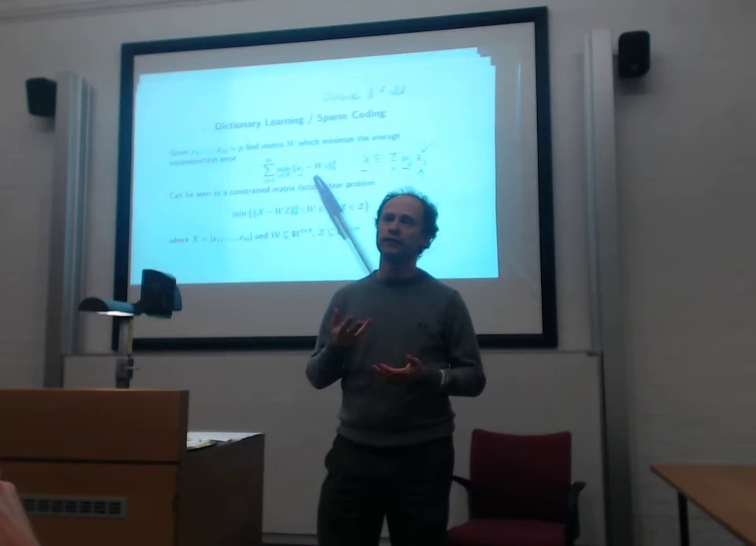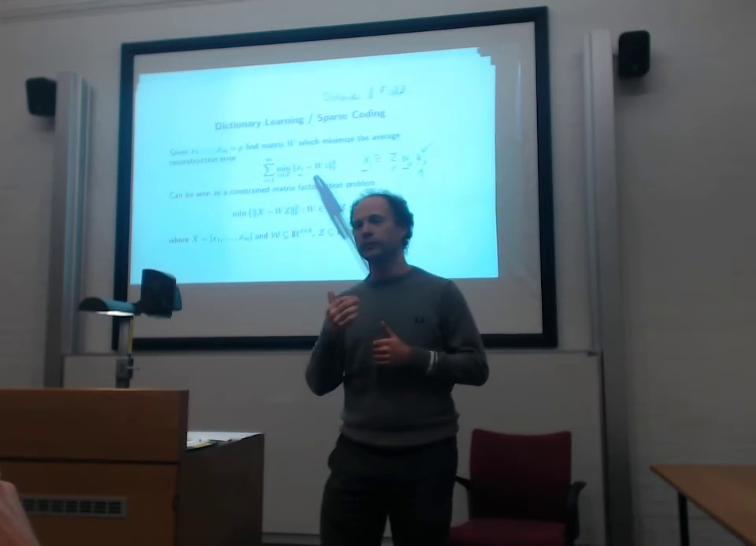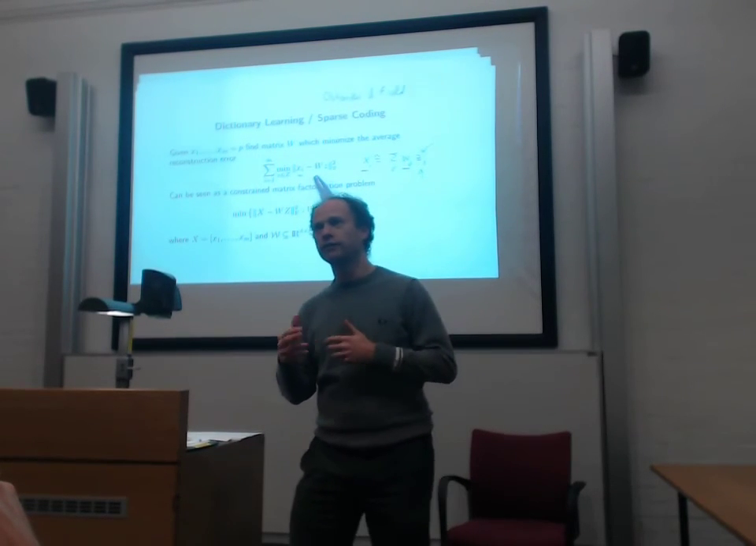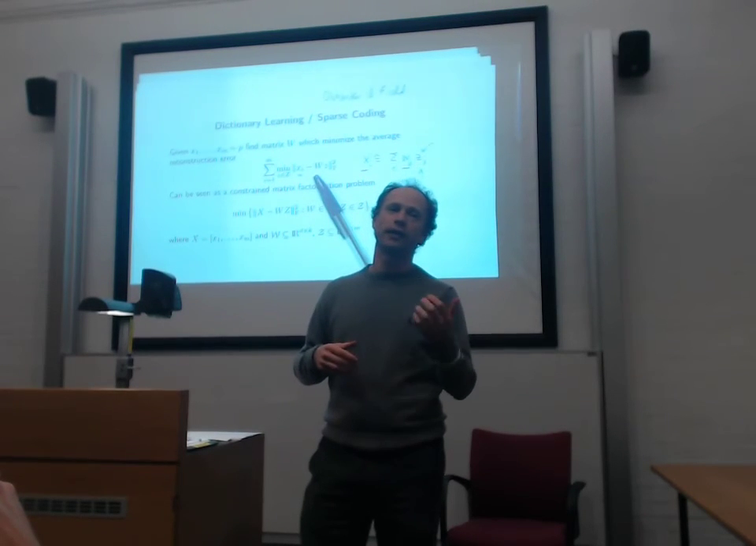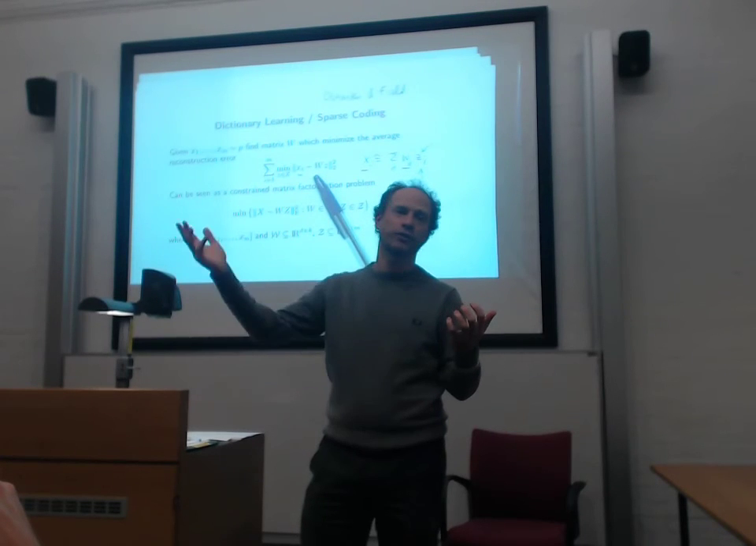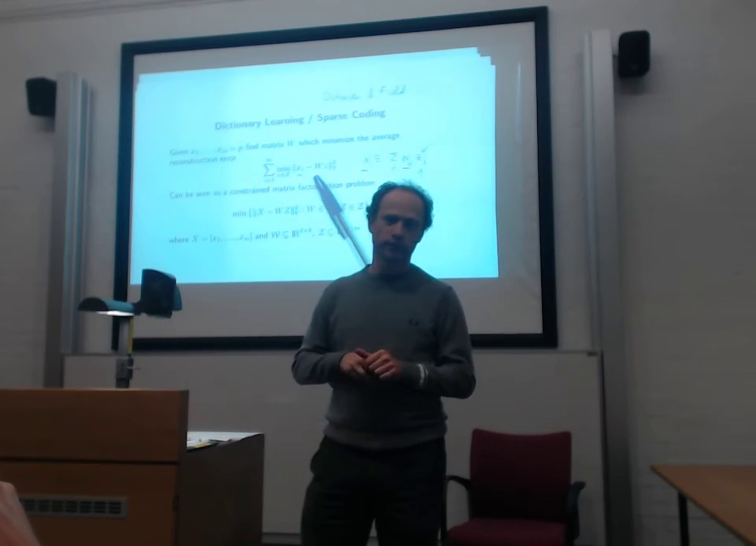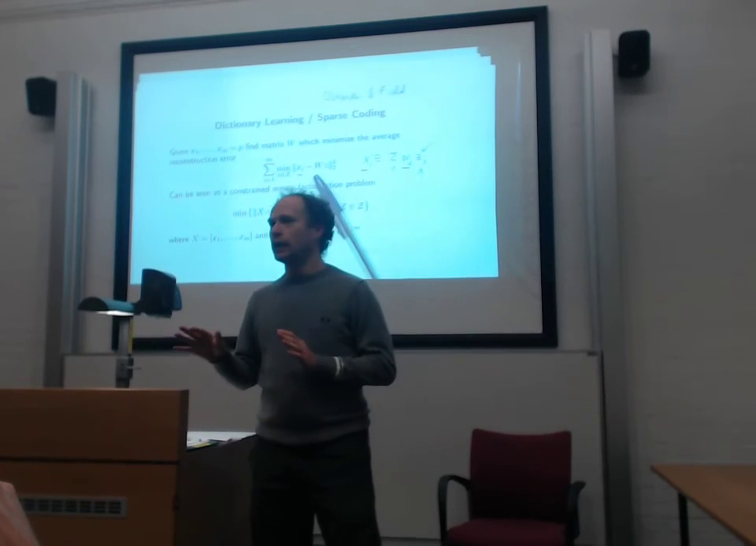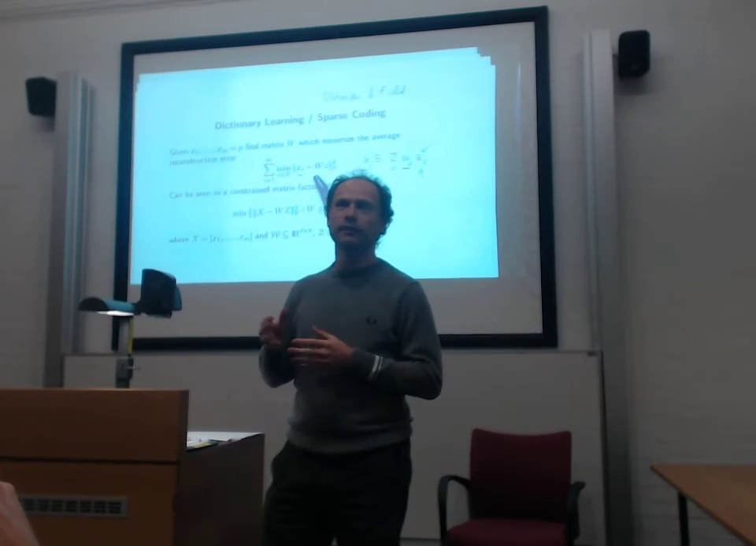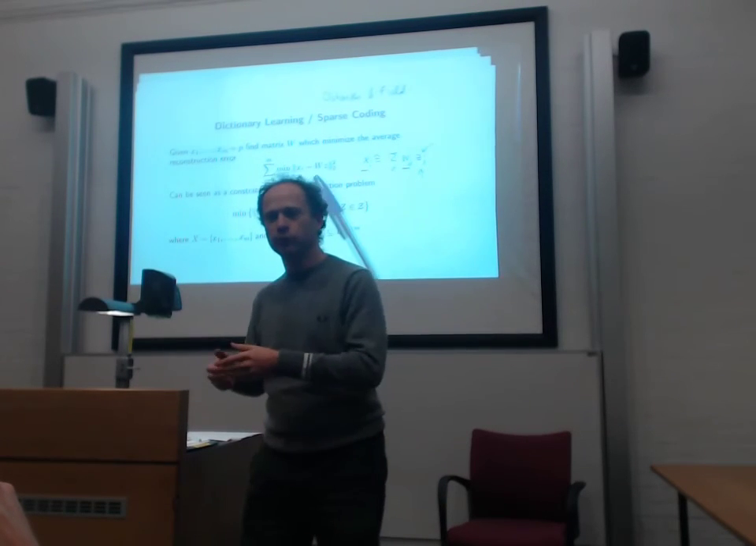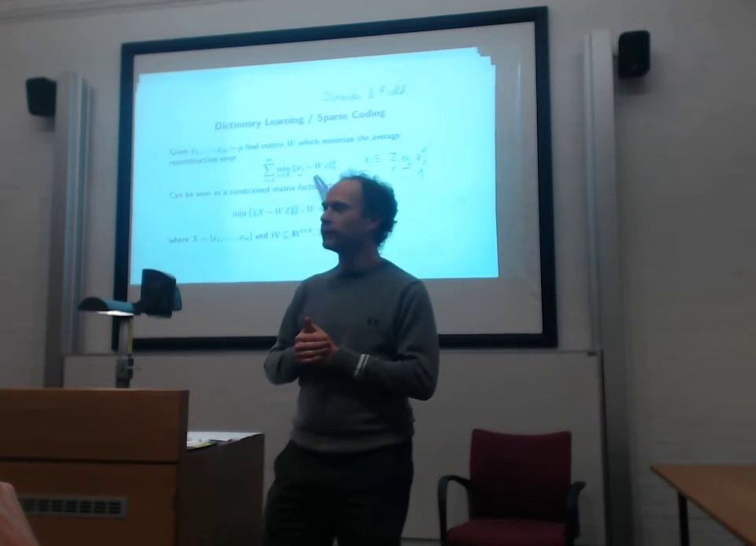So this is how this method works. You want to find the dictionary which has the property that it allows for a sparse representation of the images in your world, the patches. Why it works, I don't understand, but if you do the computation, you see that it seems to work well.